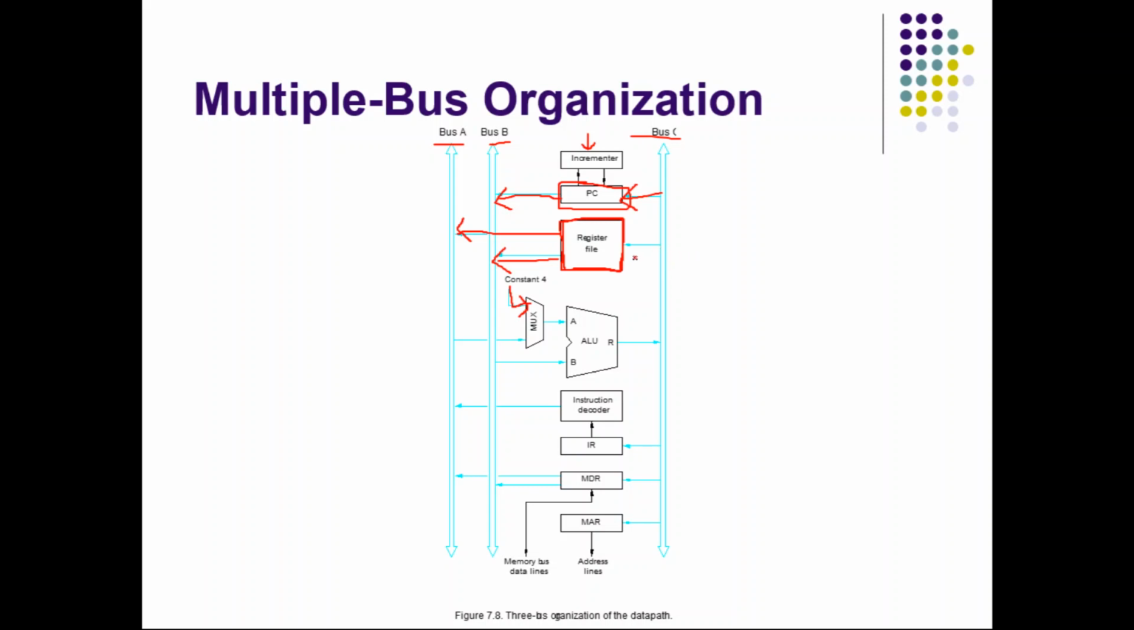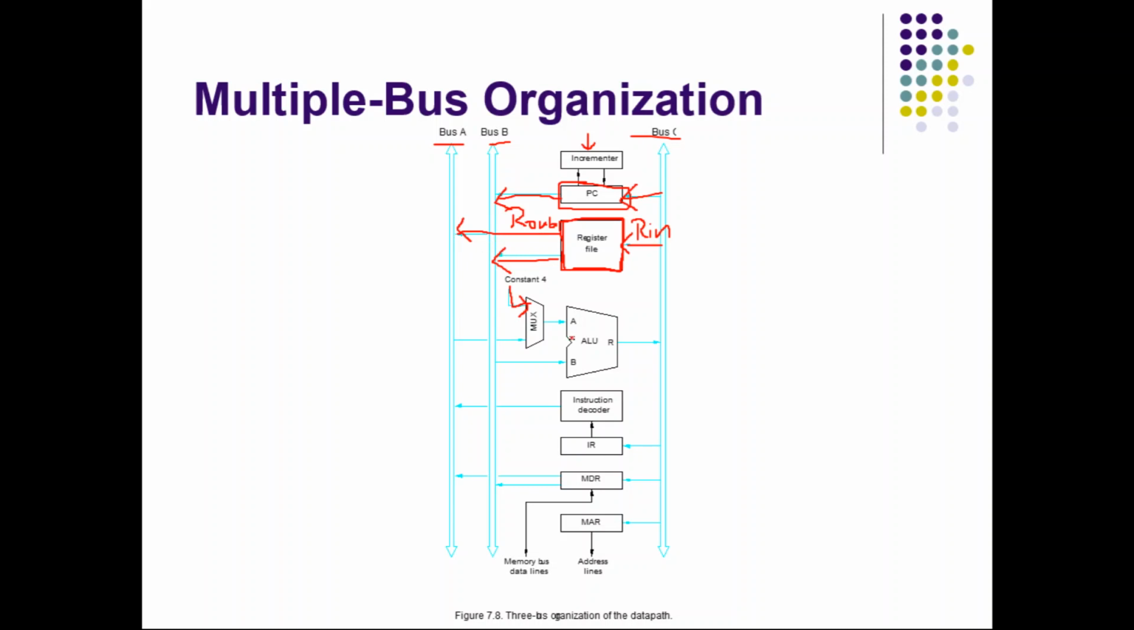Similarly, if you want to store something in a register, then from bus C it can be written into the registers. This will be R in if you want to write something to the register. This will be R out if you want to read something from the registers. So if you want to read from R1, then R1 out is used, and you say to which bus you want it, either bus A or bus B.